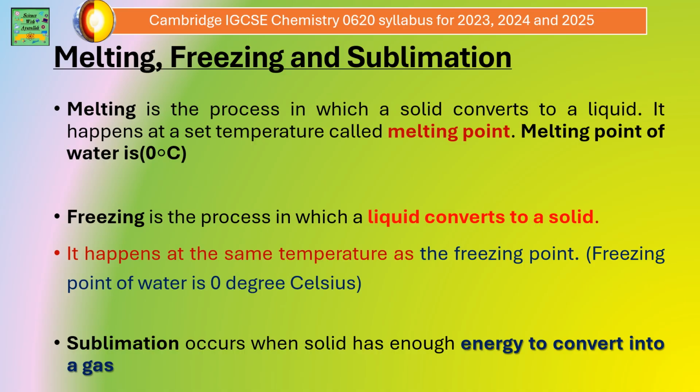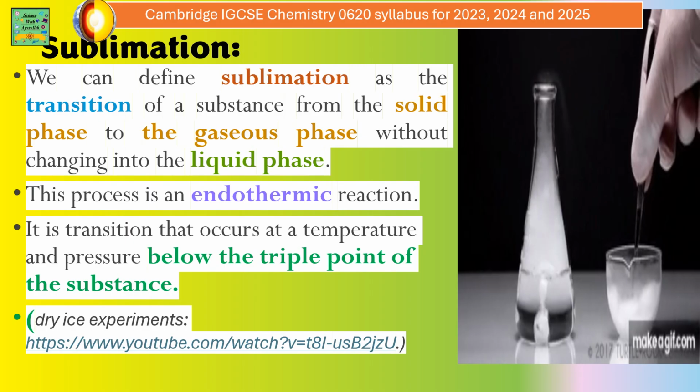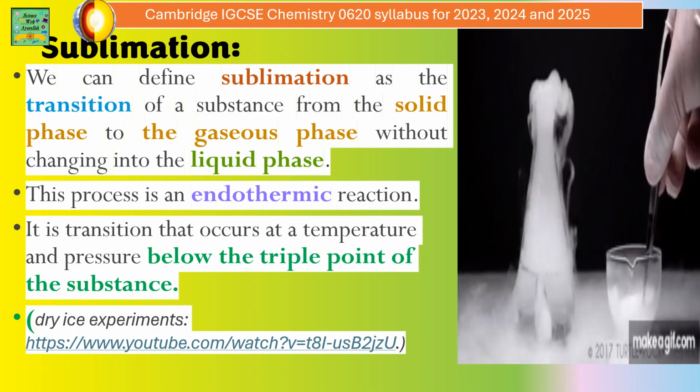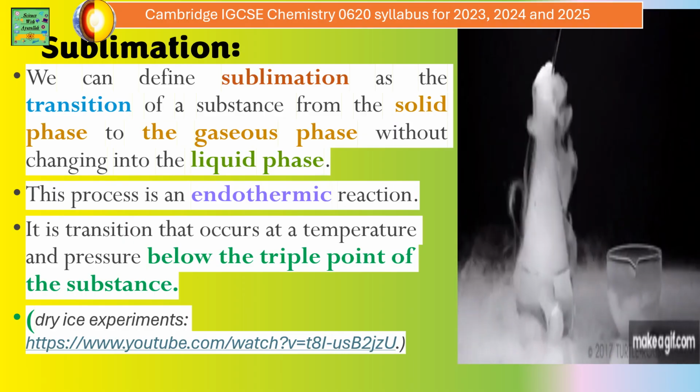Sublimation. Sublimation occurs when a solid has enough energy to convert into a gas. We can define sublimation as the transition of a substance from the solid phase to the gaseous phase without changing into the liquid phase. This process is an endothermic reaction.